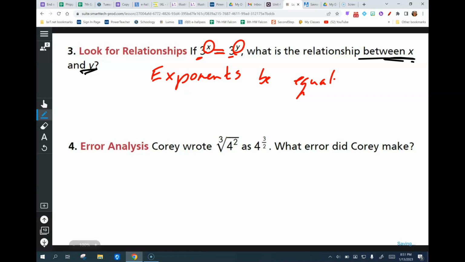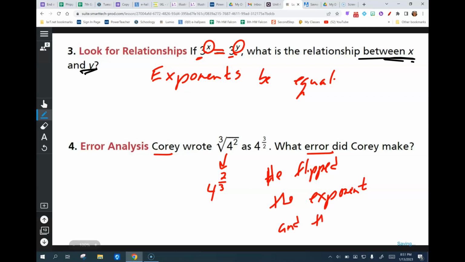Okay, so here's an error analysis that we're going to look at for Corey. So Corey made a mistake here. What Corey did is he had the cube root of 4 squared is equal to 4 to the 3/2 power. Okay, there's an error. So what you want to do is take this and rewrite that. And so that's going to be written as 4 to the 2/3. So the 2 is the exponent and the root is the denominator. So what did Corey do? He flipped the exponent and the root. Okay? Good.